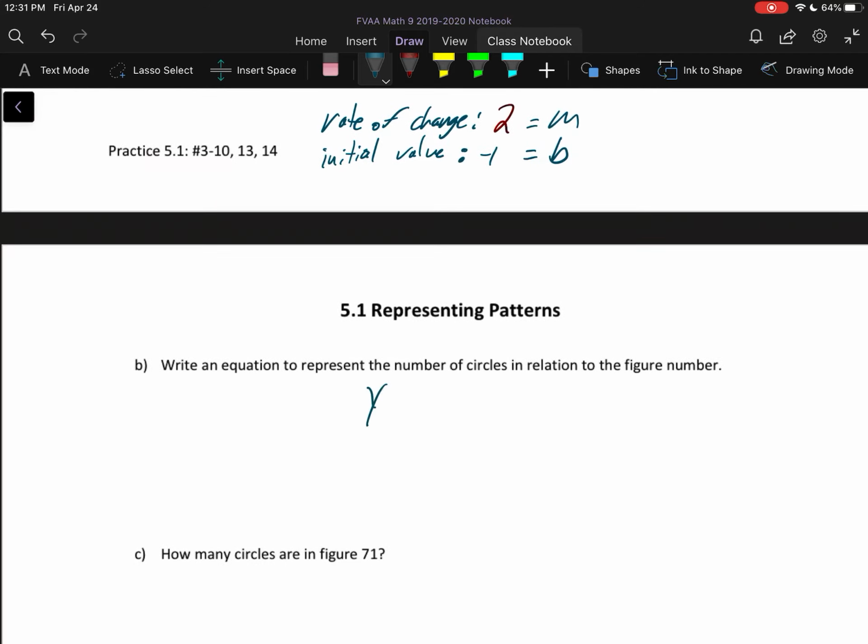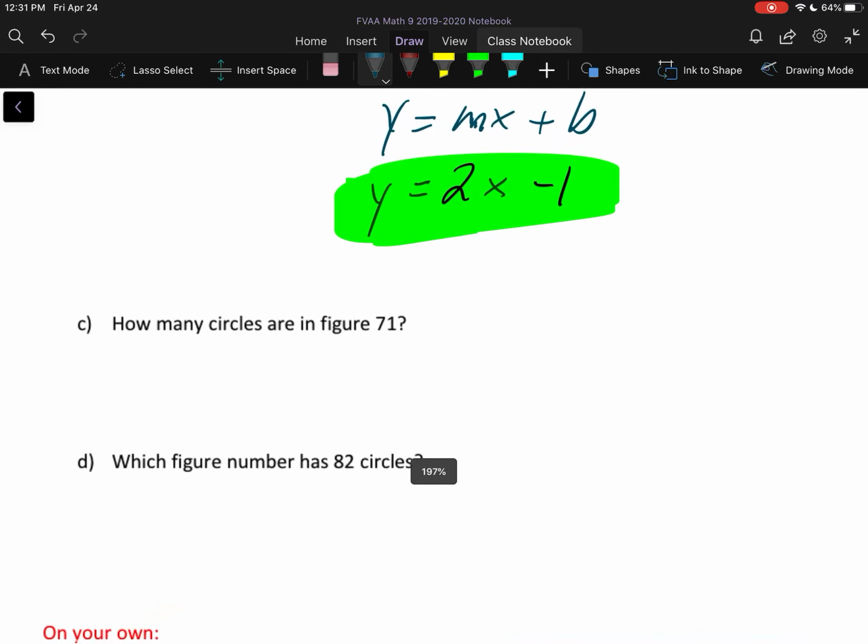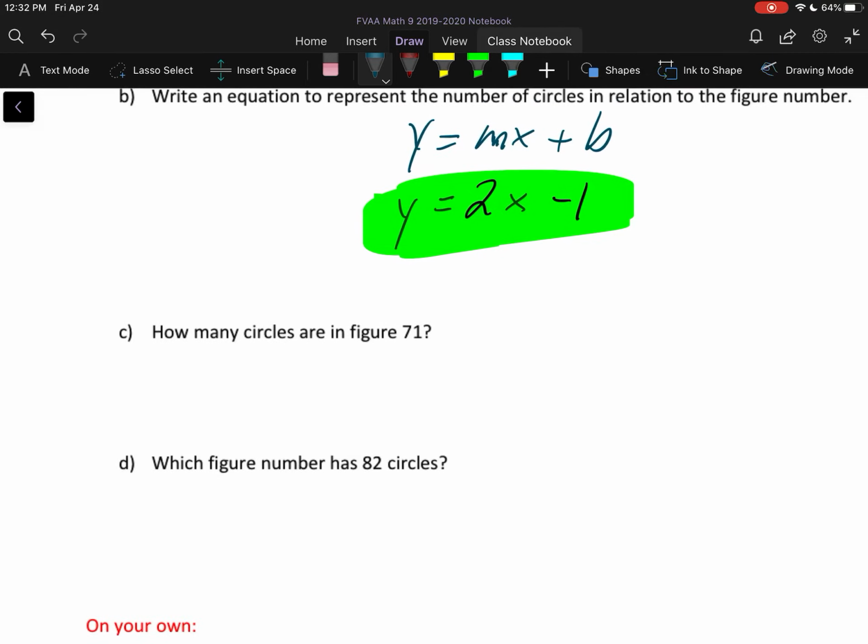So the equation format is y = mx + b. I know that my m is equal to 2x, and my b is equal to -1. And that's my equation that I'm going to use now to solve for these other situations here. All right, so let's take a look at this.